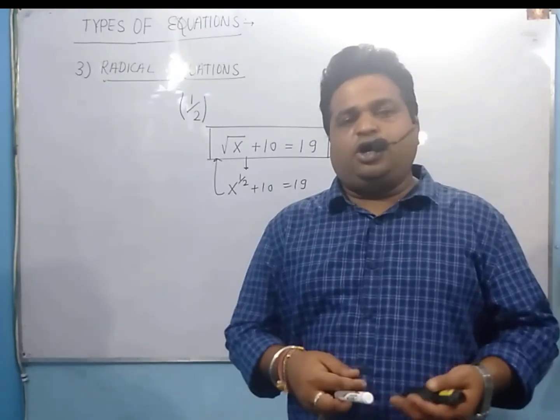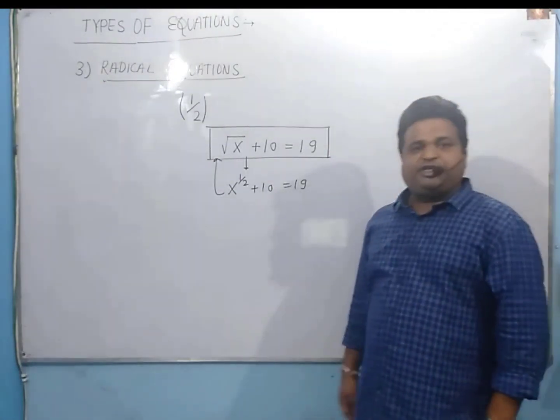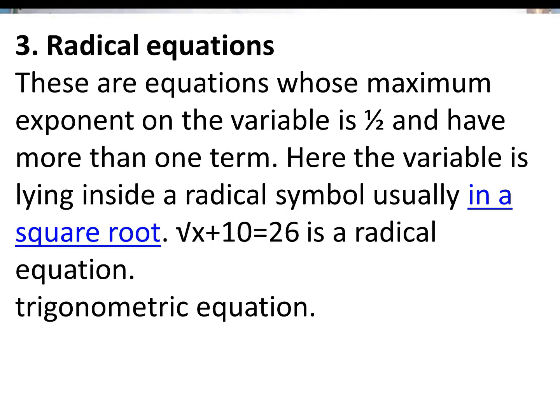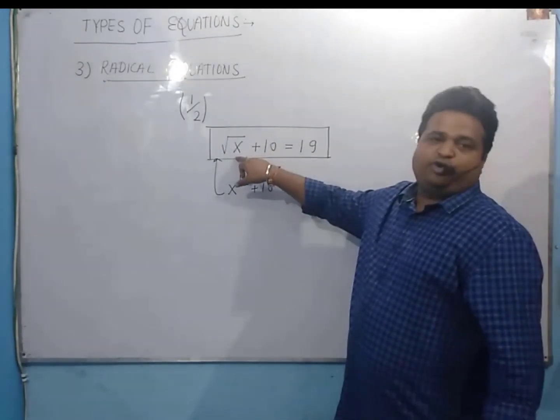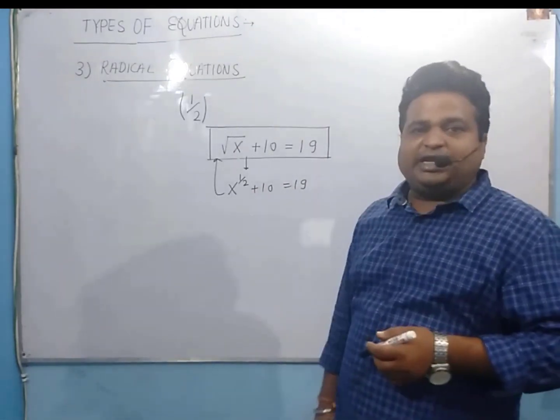So this is all about the radical equation. If you want to write the basic definition, you can write it. This is the equation whose maximum exponent of the variable is 1 by 2 and have more than one term. Here the variable is lying inside the radical, symbolically represented as square root of x also, right? So this is about the radical equation.